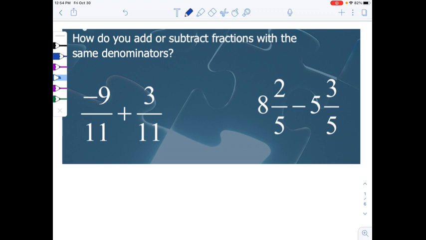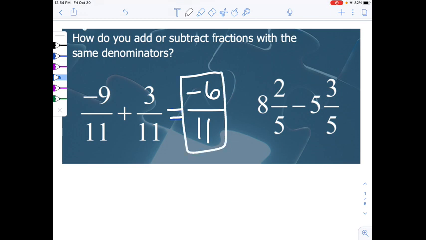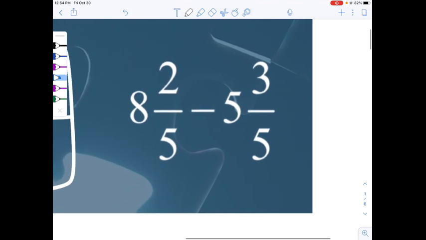So for negative 9/11 plus 3/11, we keep that denominator of 11. And then negative 9 plus 3, well, they have different signs, so I subtract, keep the sign of the larger absolute value, we get negative 6. Always double check to see if you can simplify. In this case, we can't, so there's our answer.